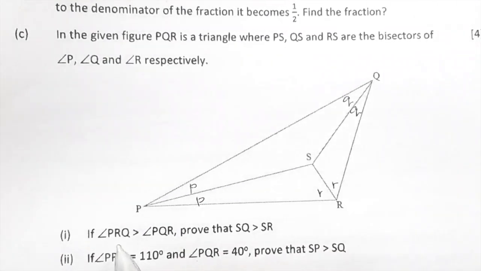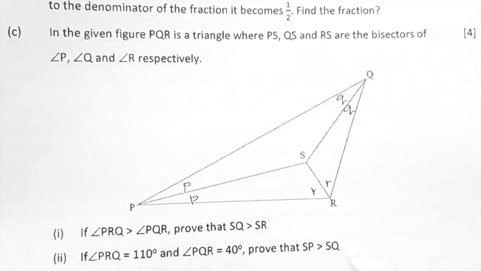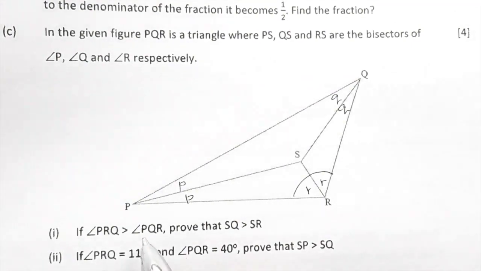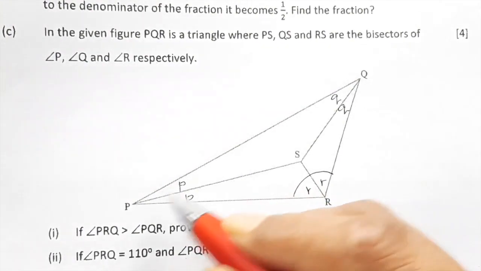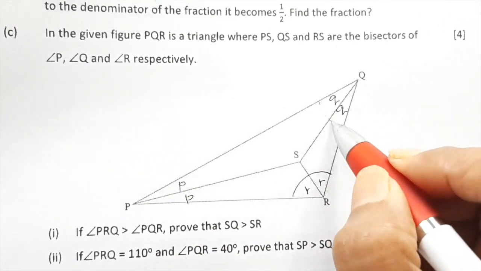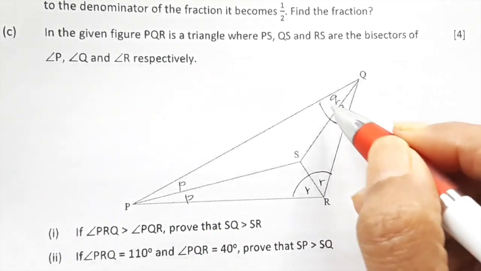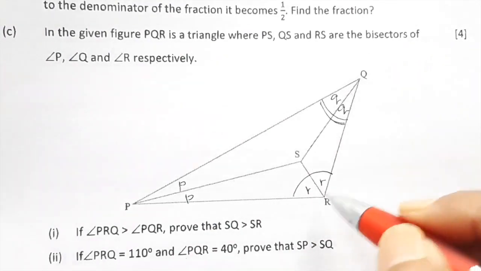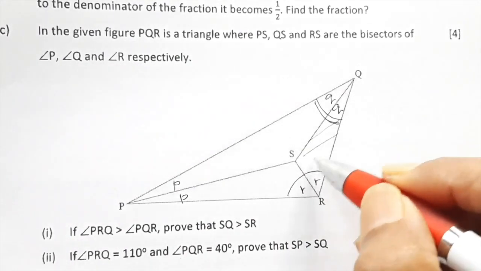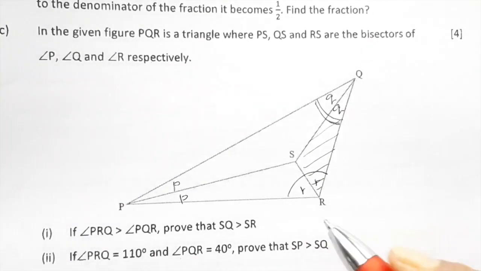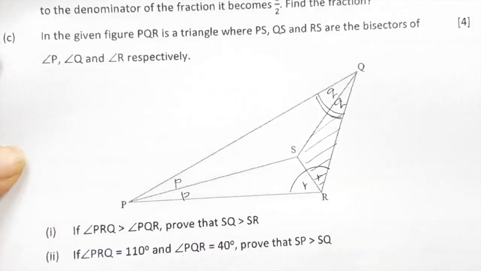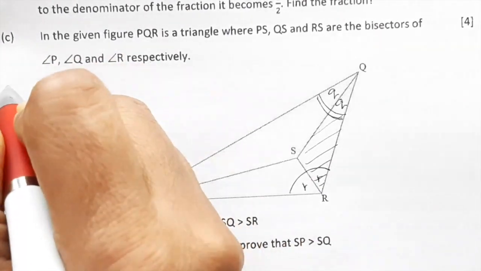Okay, if angle PRQ, this full thing, is greater than angle PQR, PQR, that is this, then we have to prove that SQ is greater than SR. Now SQ and SR means we have to look at this triangle. Okay, so let us see the first things first. Let us write the first part.